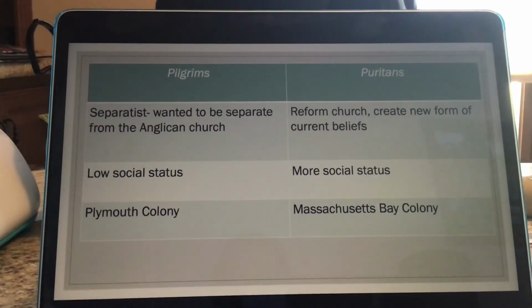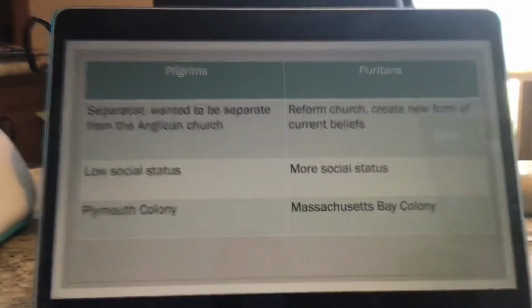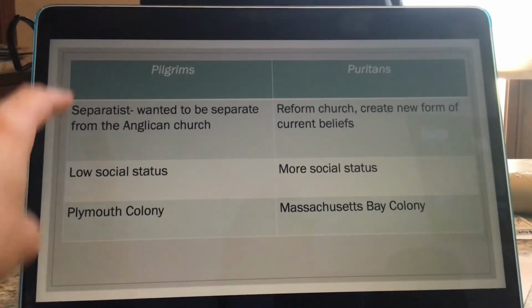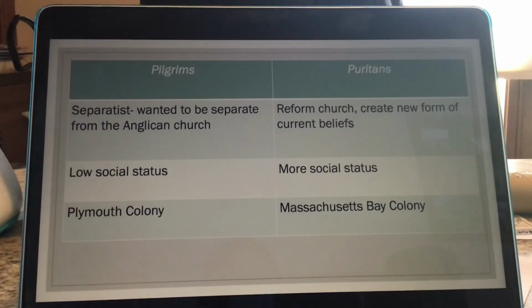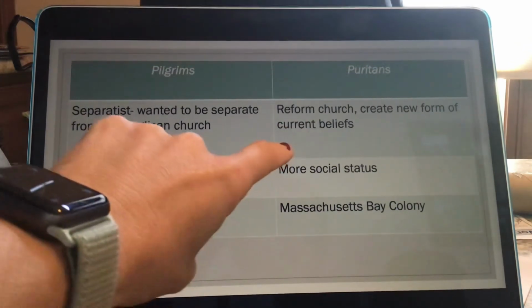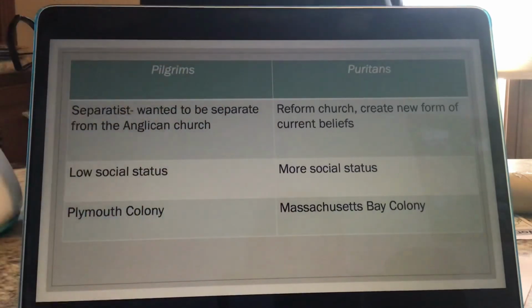This was down there at the bottom, a T-chart comparing the two different groups of people and how they were different. So you have the Pilgrims over here who were separatists. They wanted to separate from that particular church they were part of, and they wanted to do their own thing. They wanted to start something new. Where your Puritans just wanted to tweak their church ideas. So they were going to reform it.